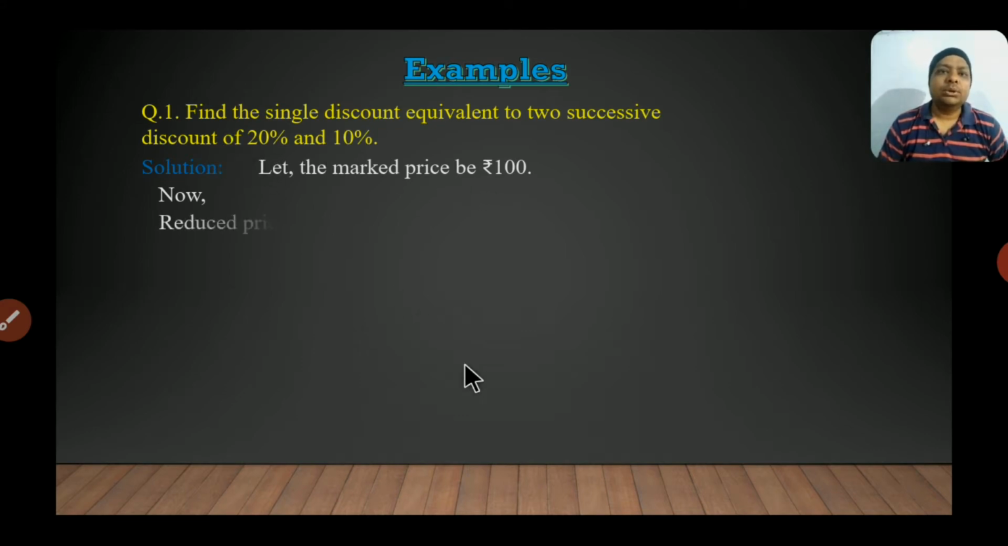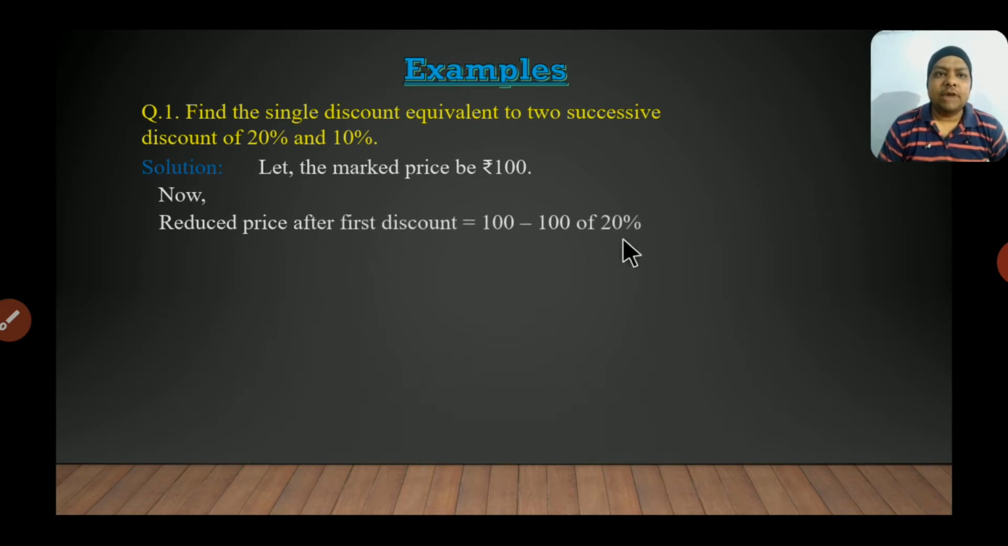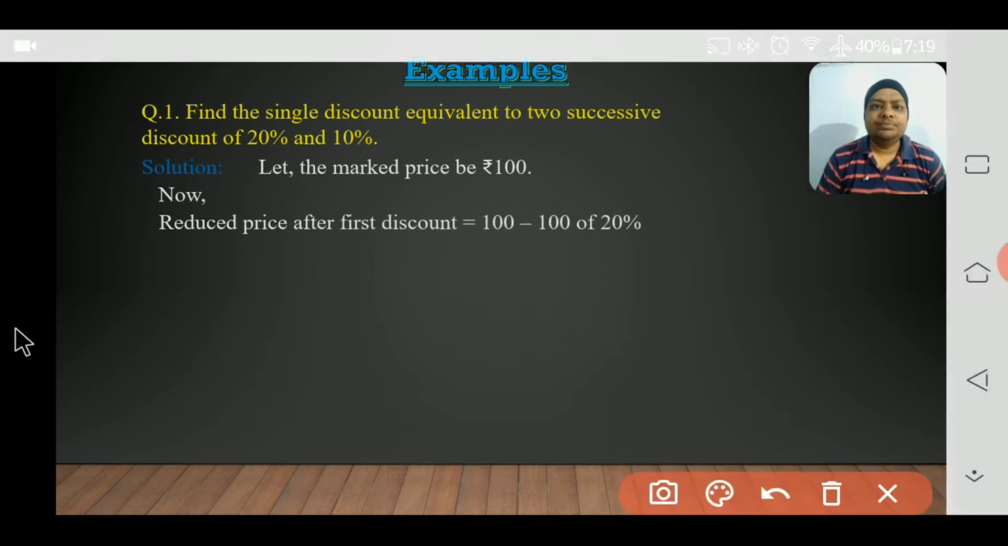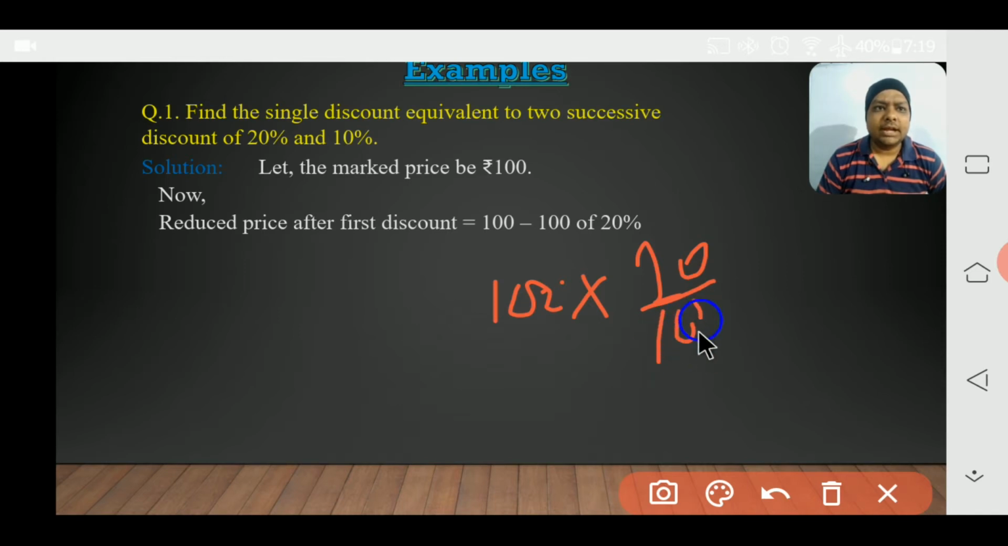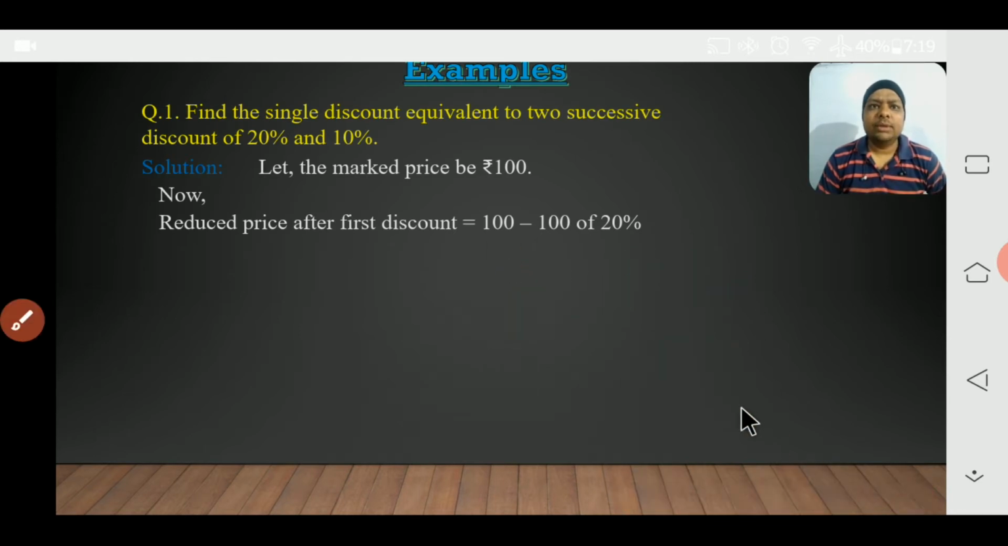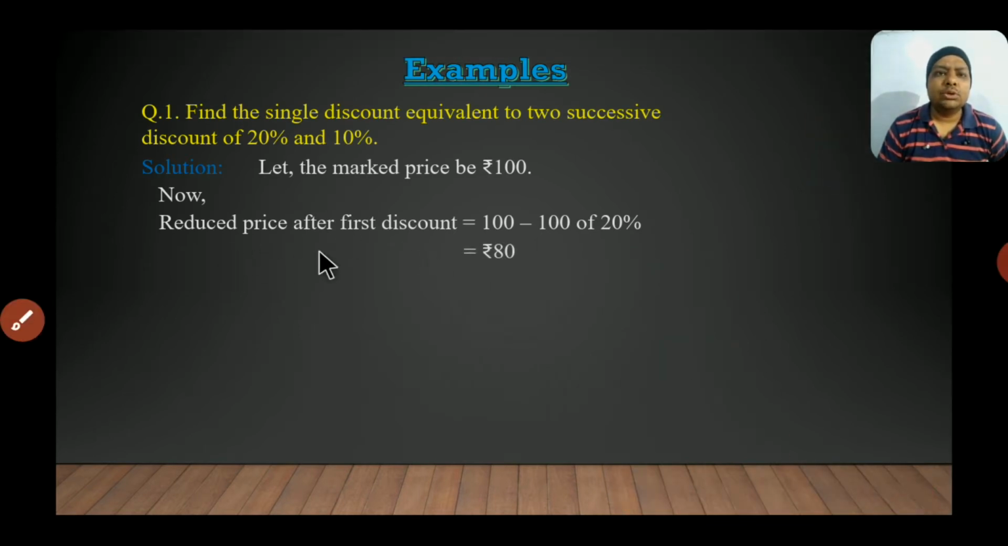The reduced price after discount is equal to 100 minus 100 of 20%. 100 of 20% means 100 into 20 by 100. The 100s cancel, and only 20 is left. So 100 minus 20 will be 80. So the reduced price after the first discount will be 80.